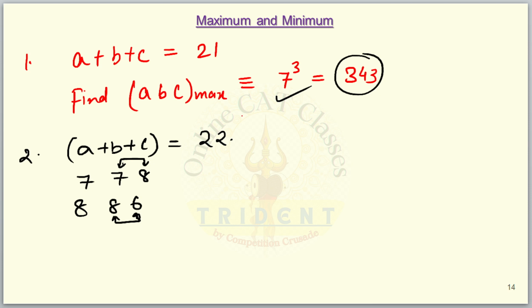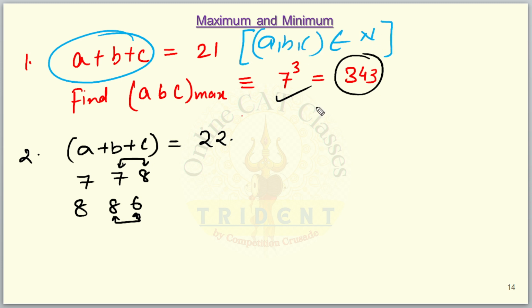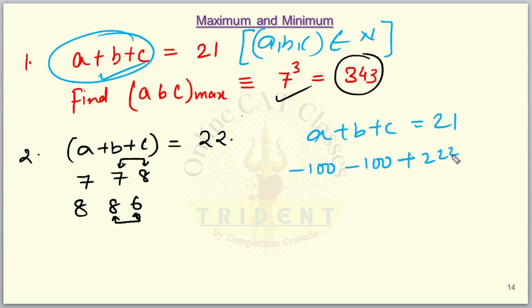Before I proceed from here, I must tell you one more important thing. For a plus b plus c equal to 21, it is very important that a, b and c all belong to natural numbers. In other words, a, b and c have to be greater than 0. If you allow negative integers also, you can typically form a plus b plus c equal to 21 like minus 100 plus 221.